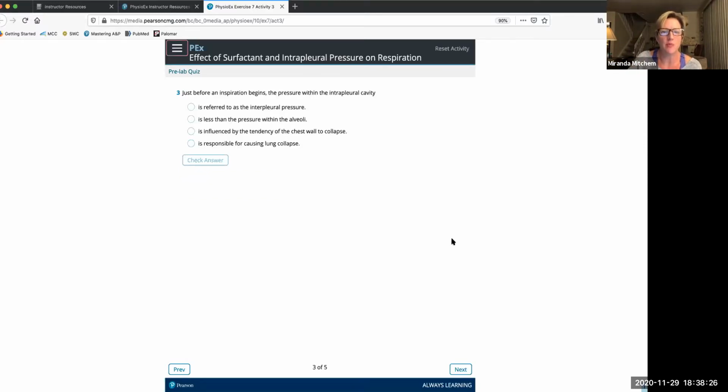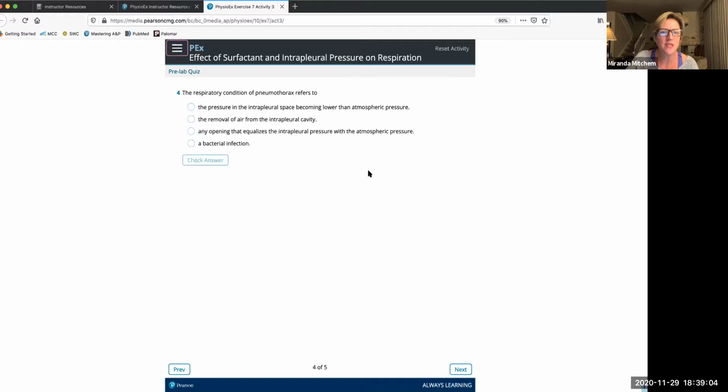Okay, just before inspiration begins, the pressure within the interpleural cavity is referred to as the interpleural pressure. It would lessen the pressure within the alveoli. Okay, possibly. Is influenced by the tendency of the chest wall to collapse. Well, that would mean we all have collapse. Yeah, it's choice B here. It's less than the pressure in the alveoli, and that helps to establish that bulk flow gradient.